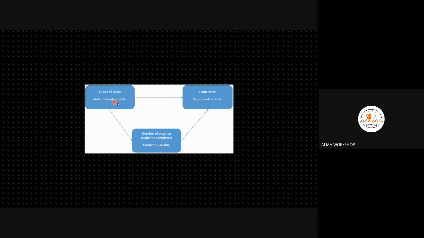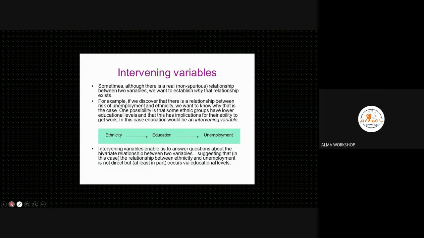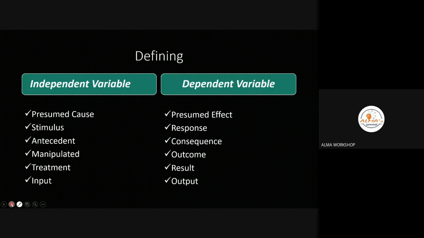So hours of study is the independent variable, exam score is the dependent variable, and mediator variable or confounding or intervening variable is nothing but the number of practice of the problems you completed. That is for any. I will skip this. I will skip this also.